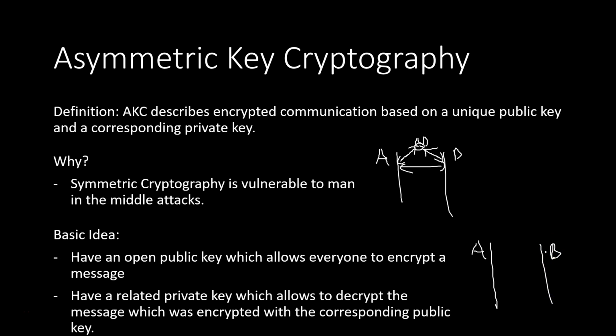Okay, we have Alice on the left and Bob on the right. Alice and Bob both create unique private keys which they keep secret. And corresponding to their private keys, they generate open public keys. You can think of those as being open locks. And everyone can access those and use them.